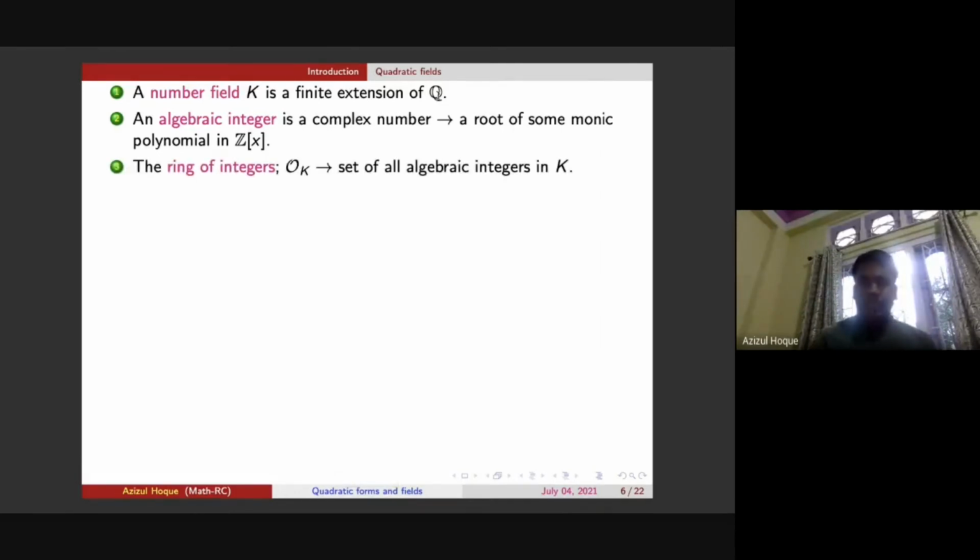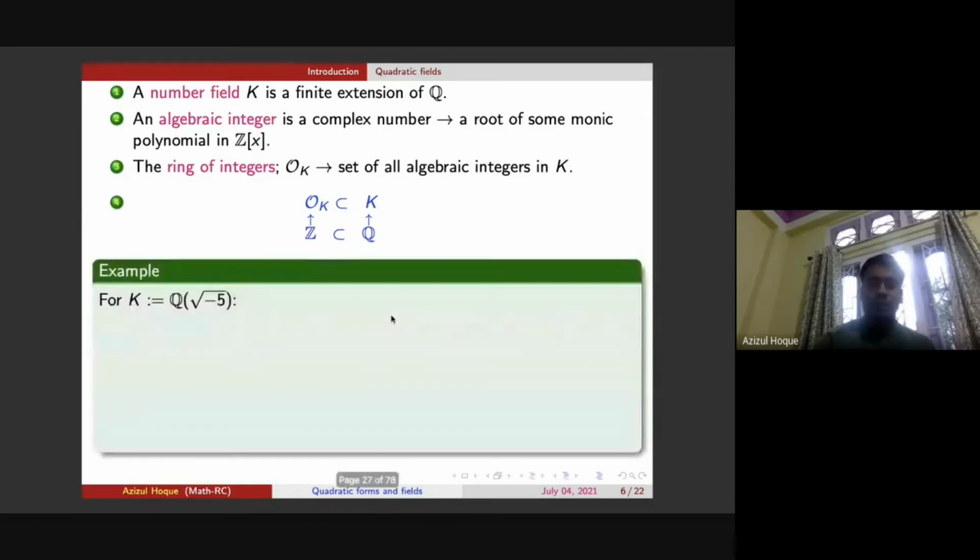Okay, and there is a nice structure on these algebraic integers. That means the set of all algebraic integers in a number field, say K, forms a ring, which you call the ring of integers. And thus we have this kind of structure: Q, take an extension, say K, and similarly here the integers are this one, and we have this ring extension, and this contains this.